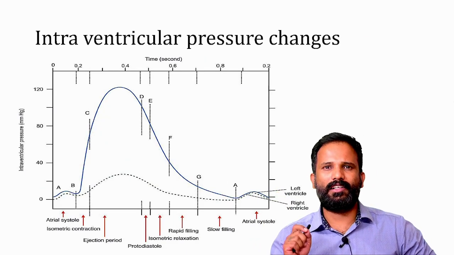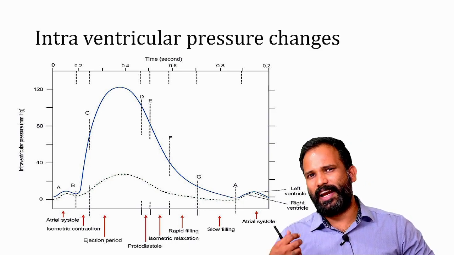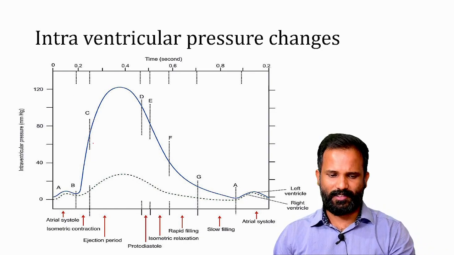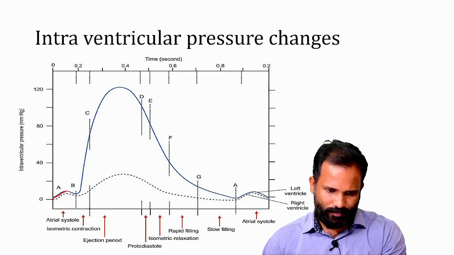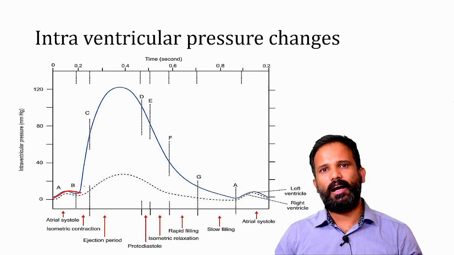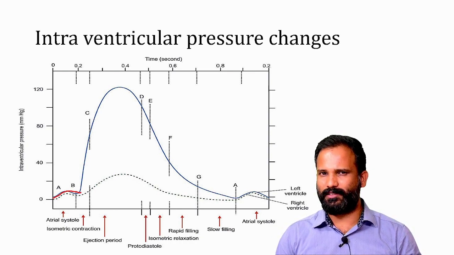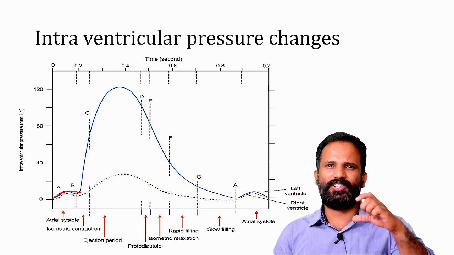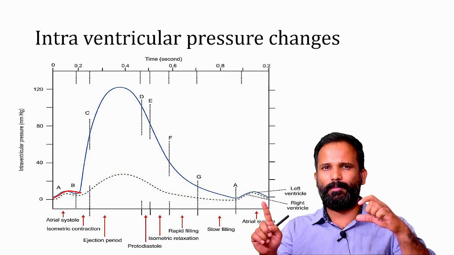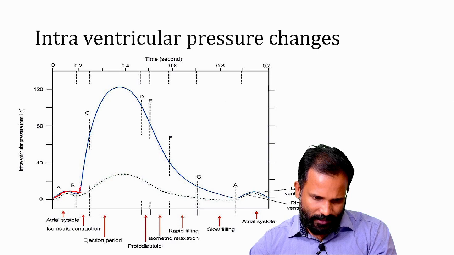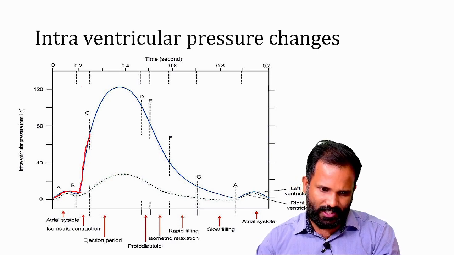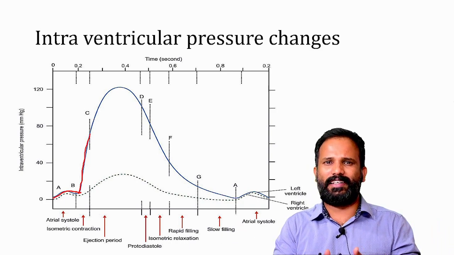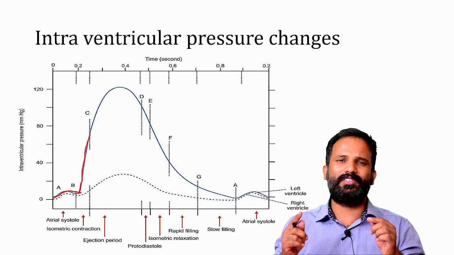Now intraventricular pressure changes. What happens with the atrial systole? Blood is ejected into the ventricle, so some volume is added and pressure rises. So with atrial systole, we get the pressure raised. After that we get isometric contraction. The purpose of isometric contraction is to increase the pressure tremendously within a short period, and the volume of the chamber remains constant. So if you see here, the pressure increases tremendously within a short duration. Now the ejection period, still the ventricle is contracting, so pressure is still raised.